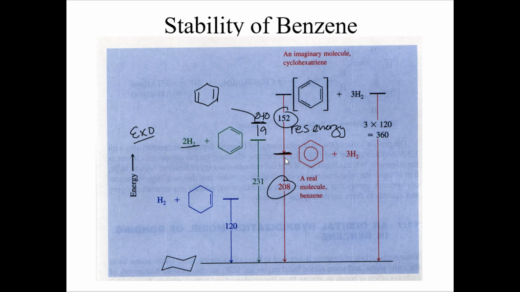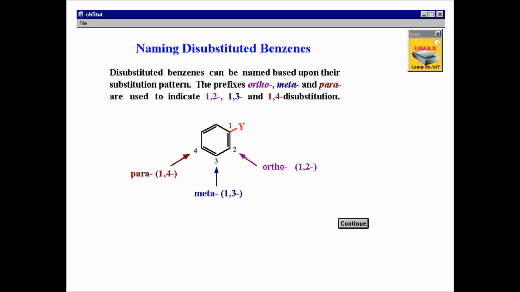So that means that it won't react like double bonds will, or it's going to take a little bit of work because it's so stable. Okay? And we'll come back to that. We'll come back to reactions of benzene in the next series of lecture videos.